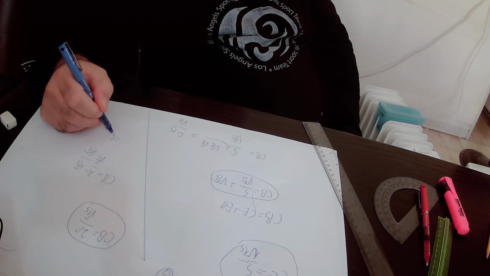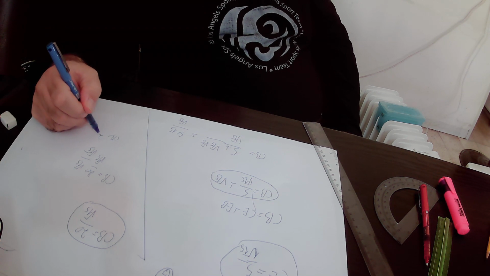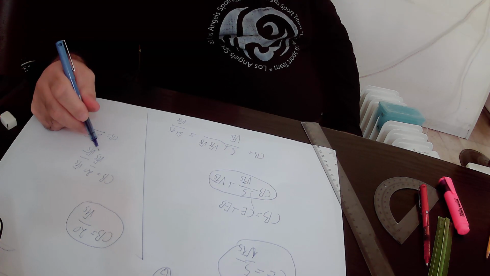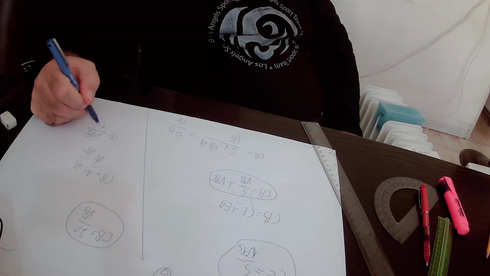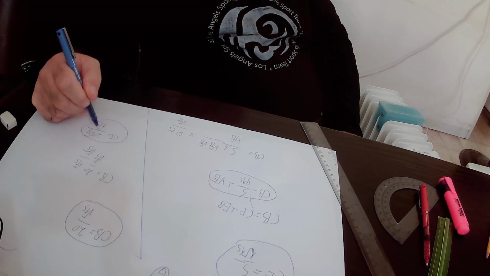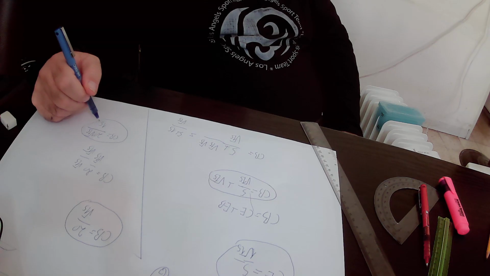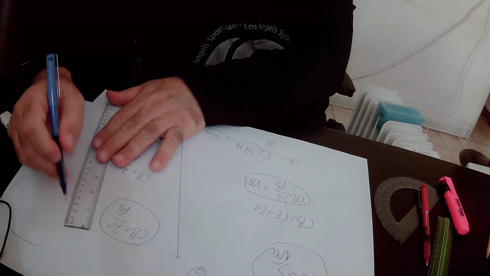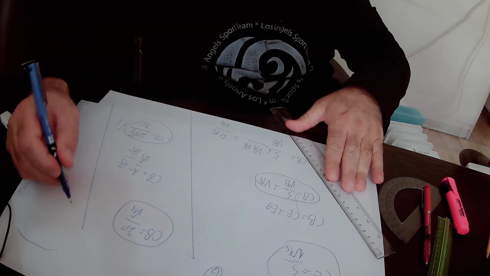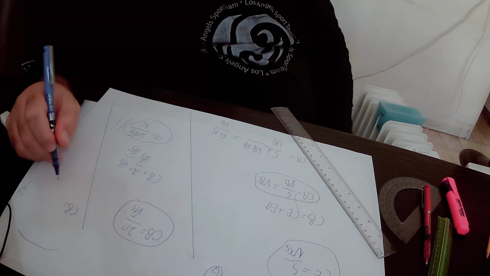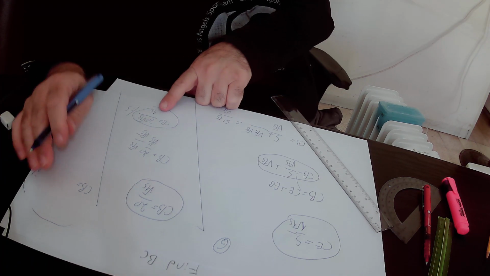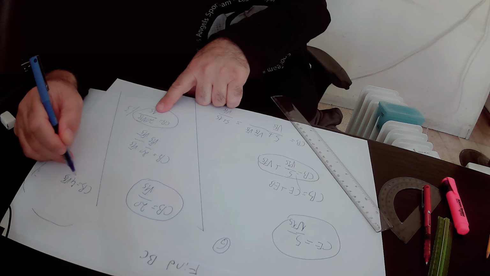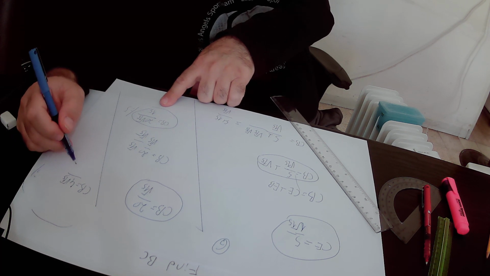So CB equals 20 over square root of 15 over square root of 15 times square root of 15 is 15. Here we will divide both the numerator and the denominator by 5, and we'll get that CB equals 20 over 5 is 4, so in the numerator in total we have 4 times square root of 15 over 15 over 5 is 3.